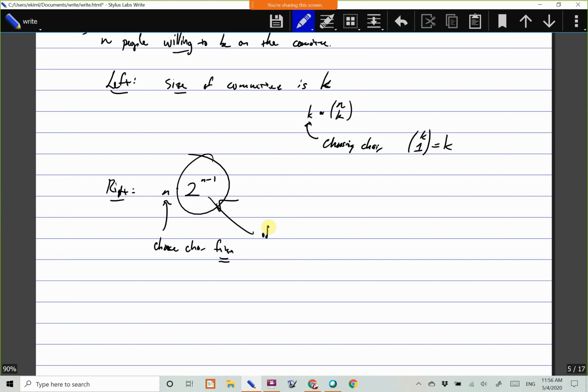After the chair is chosen, let's not include that person anymore. Of the remaining n minus 1 people, this is now talking about the number of subsets of the n minus 1 people. So this fills the rest of the committee with non-chairs. This should be spelled out in a bit more detail, clearly, but I wanted to give you some ideas to brew and think about.